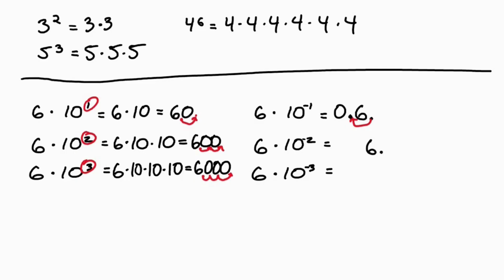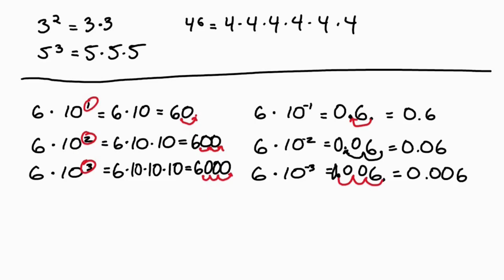And same thing with this one right here. We have 6, move it over 2 times. And there we go. We have 0.06. And our original number of 6 over here, move over the decimal place 1, 2, 3 times, because it's a negative 3. Fill in our zeros, keeping in mind that there's a leading 0 right there.